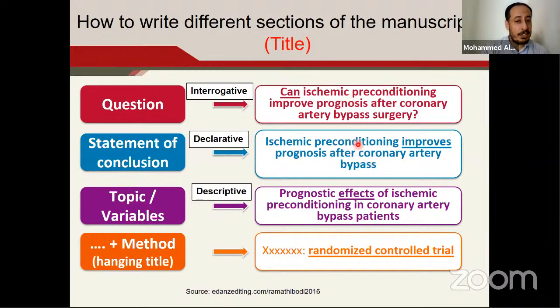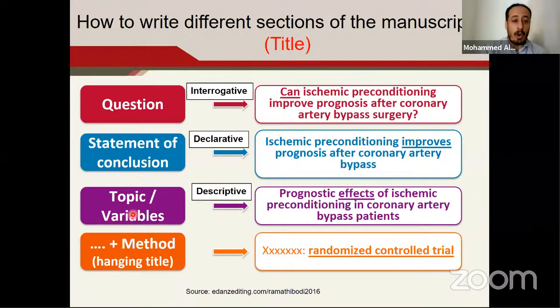Then the US style. Sorry, I said British at first, but this is the US style. The Americans are very direct. They use a statement of conclusion and the present tense. So it's the same title, but you see, they make it: Ischemic preconditioning improves prognosis after coronary artery bypass. So they use the statement of conclusion.